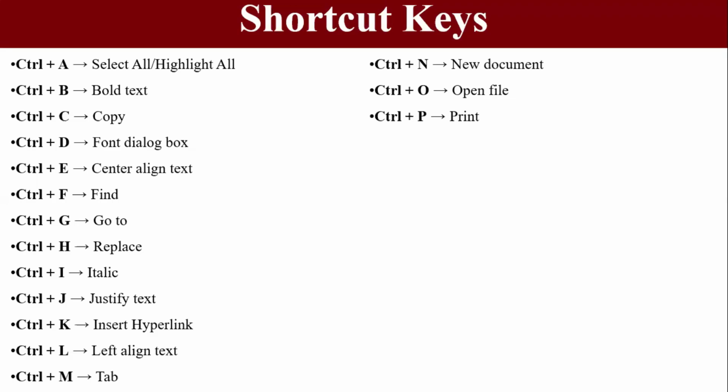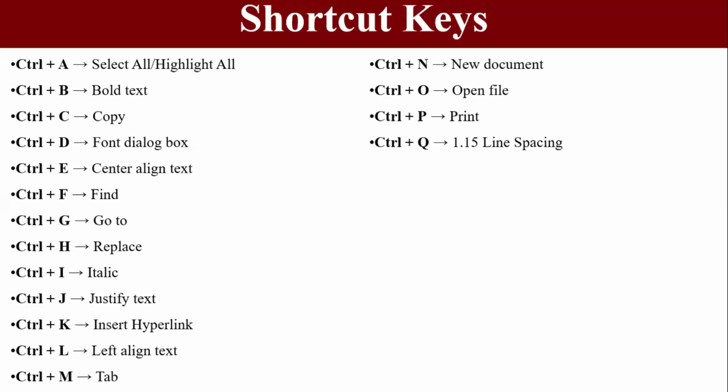Also, this Control P, the way Control D and Control K will open a dialog box, even this Control P will open a dialog box again. It's the same thing. Then Control Q, which is 1.15 line spacing. Some people call it remove paragraph formatting.